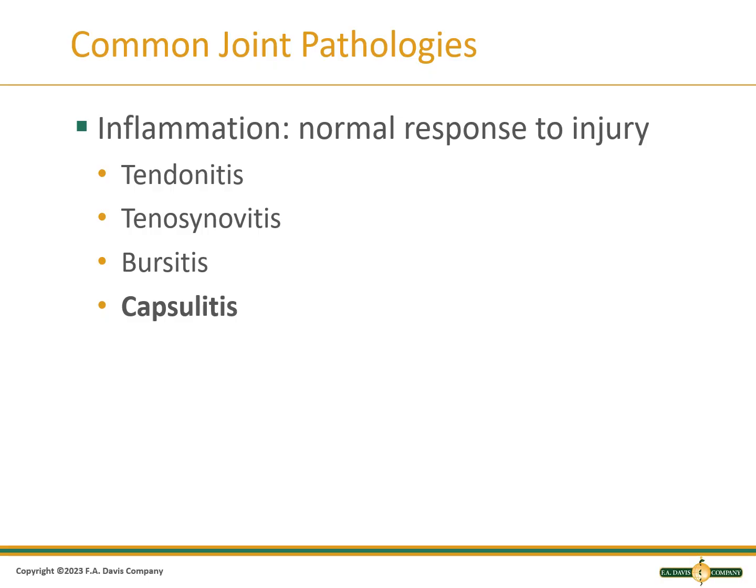We can also see inflammation of any of the joint structures. Inflammation is a normal response to injury, and as such, we can see diagnoses such as tendonitis, which would be inflammation of the tendon; tenosynovitis, which is inflammation of the tendon sheath, often due to overuse or repetitive use injuries; bursitis, which is inflammation of that fluid-filled sac around a joint that serves to reduce friction, but because of their role can become irritated and inflamed because of the repeated friction. And then capsulitis is inflammation of the joint capsule.